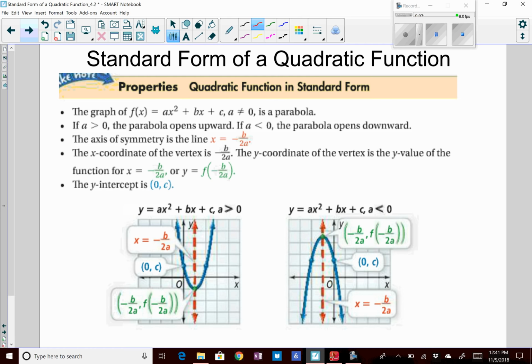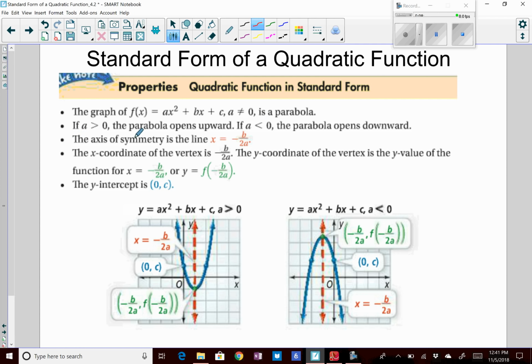Here are just some properties of the quadratic function that we need to make sure we understand. We know the first couple of these: the graph of f of x equals ax squared plus bx plus c is a parabola. We've seen that the last couple of days. We also know that if a is positive, the parabola is going to open up on top and the vertex will be at the bottom. If a is negative, the parabola will open at the bottom and the vertex will be at the highest point.